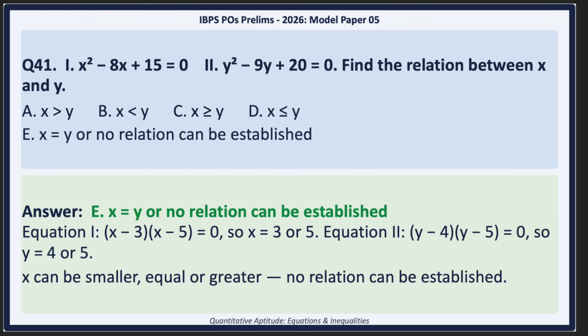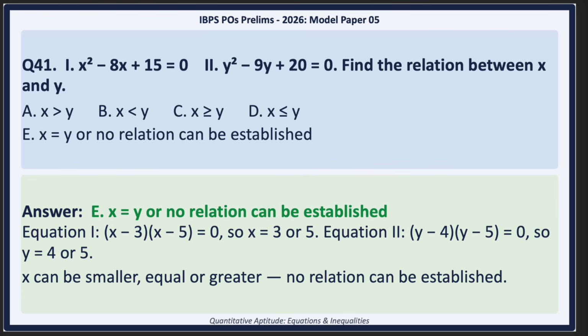Overlapping roots. Yeah, so x can be 3, which is smaller than y's 4 or 5, but x can also be 5, which is greater than y's 4 and equal to y's 5. Oh, I see. Because x could be smaller, greater, or equal depending on which specific roots you pair up, the relationship fractures. The answer has to be no relation can be established.